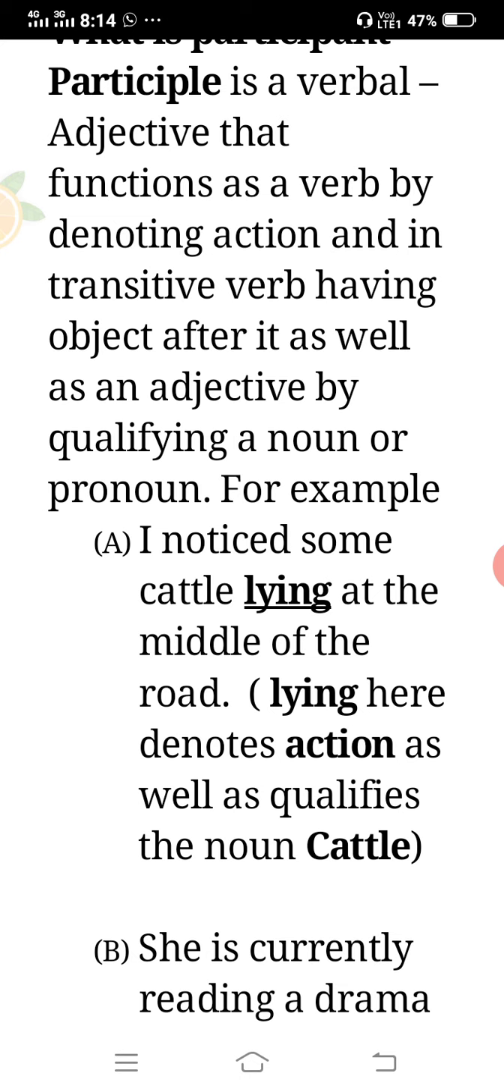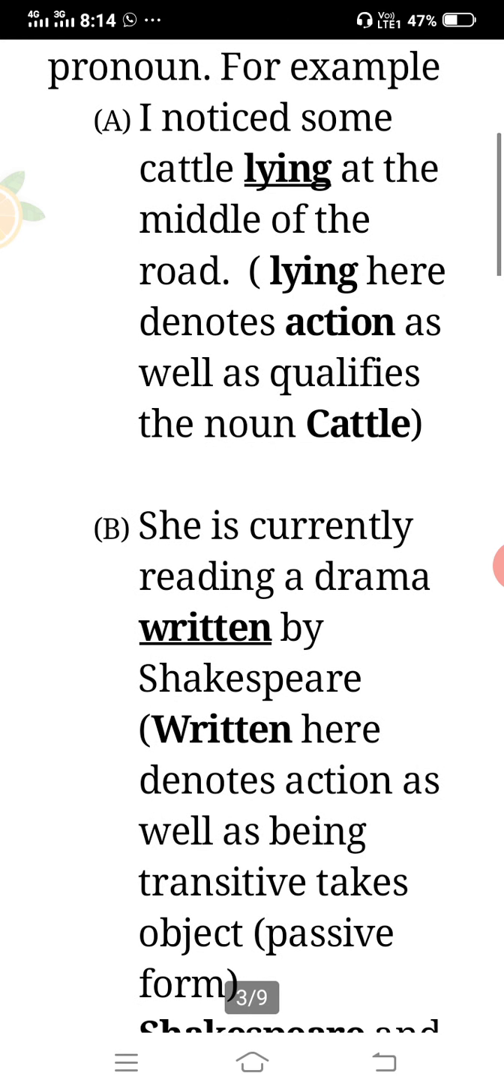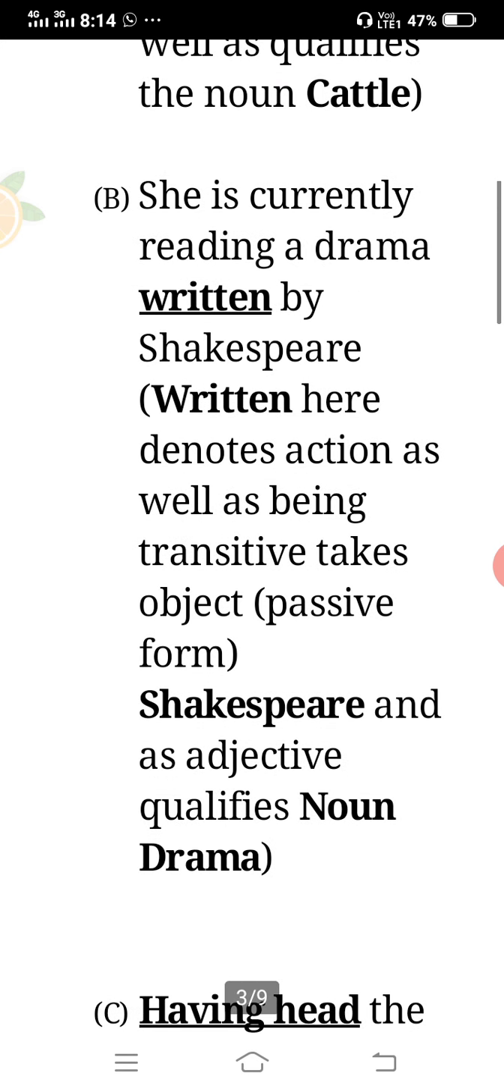Okay, the next example: She is currently reading a drama written by Shakespeare. So here written is the participle, that is qualifying the noun drama, as well as functioning as a verb denoting action, written by Shakespeare.